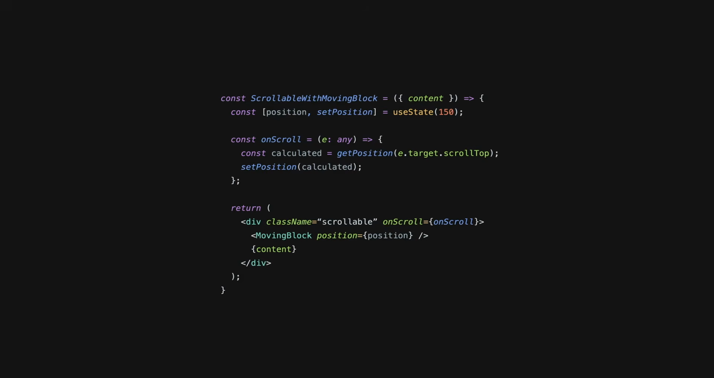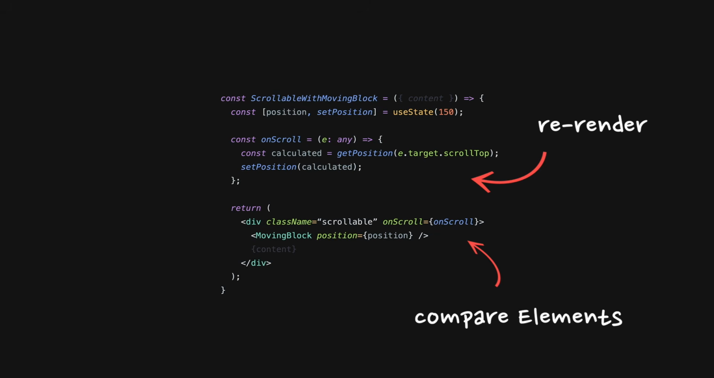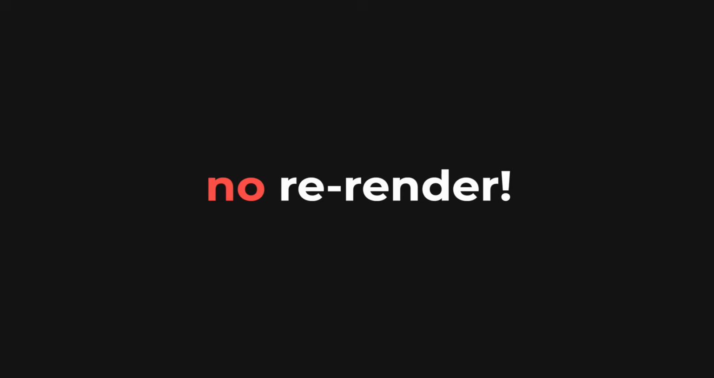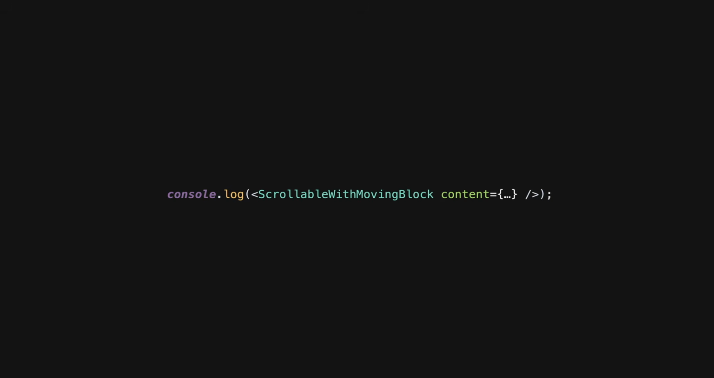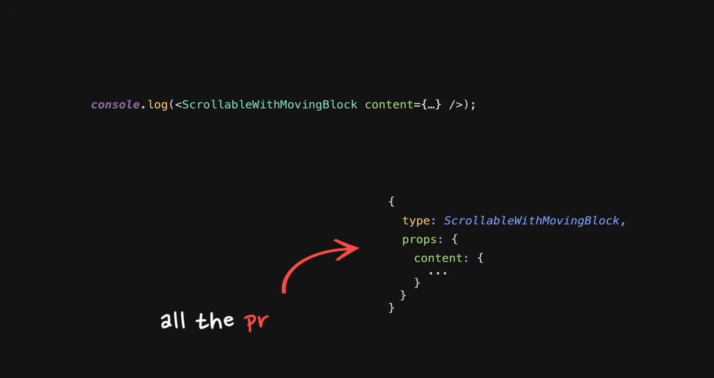Going back to our problem from the beginning, this is exactly what we did for our scrolling component. When setPositionState update is triggered, React will compare content object before and after. The comparison will return true, and all our heavy components that are hidden inside won't re-render. By the way, props are also part of the element object. If we console log it, we will find them right there, near the type.